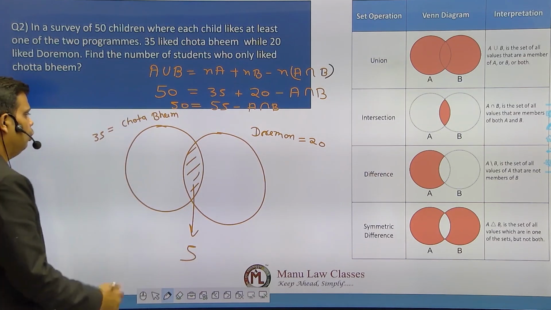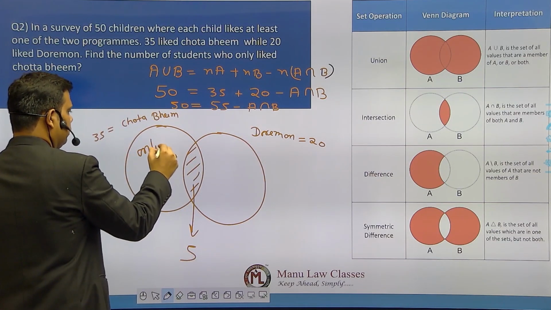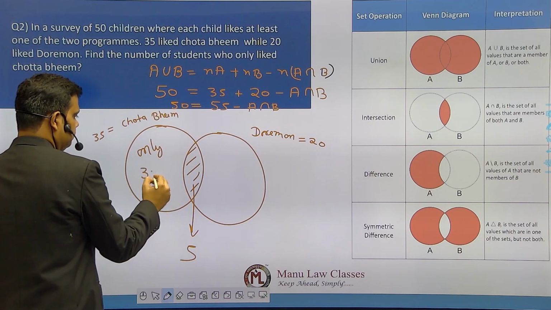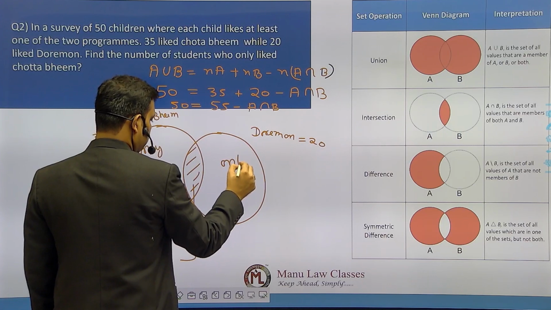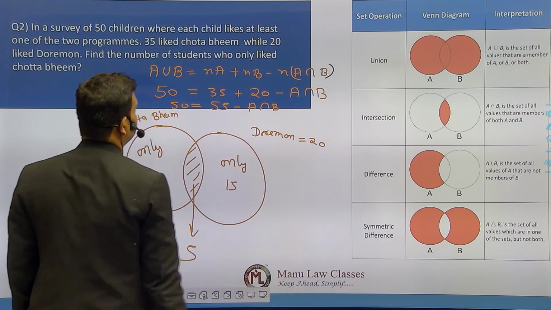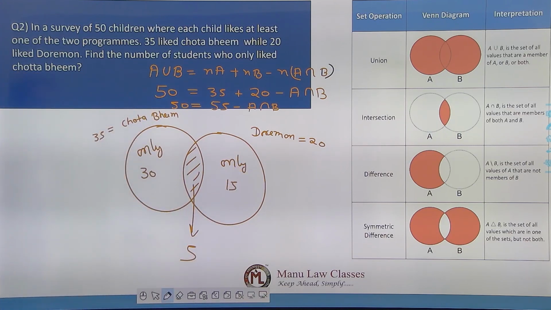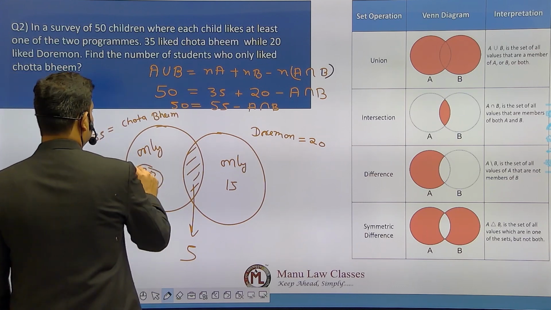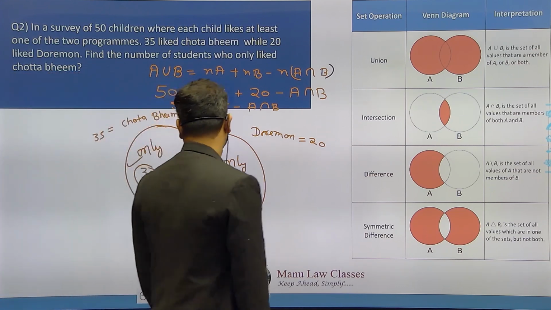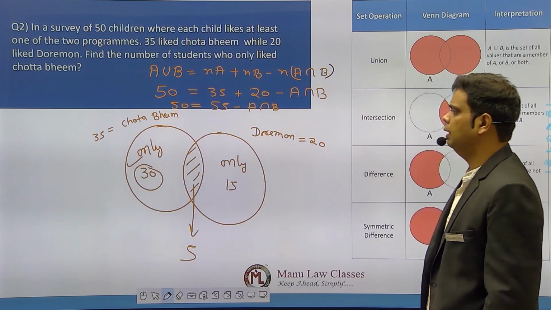Correct? Now, only Chhota Bheem is what? 35 minus 5, that is 30. 20 minus 5, that is 15. Only Doraemon is 15. Now, the question is, find the number of students who only like Chhota Bheem. Only Chhota Bheem is 30. Getting the point? Any doubt you have on this part?